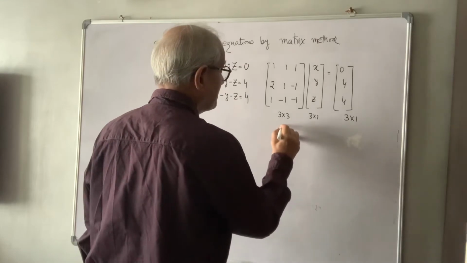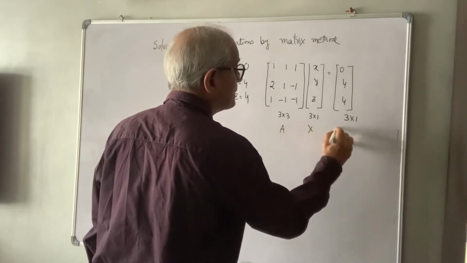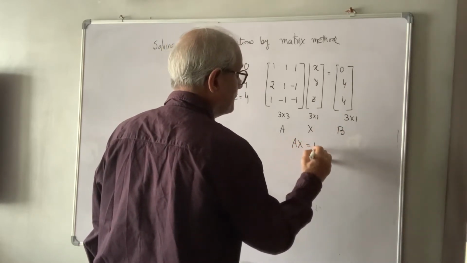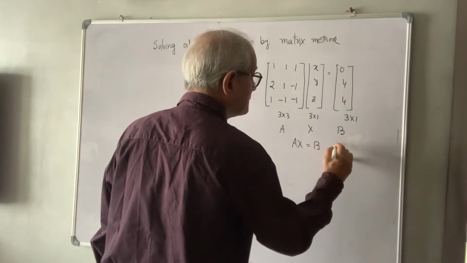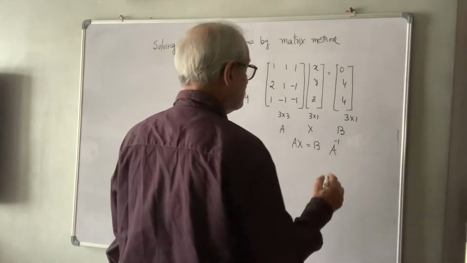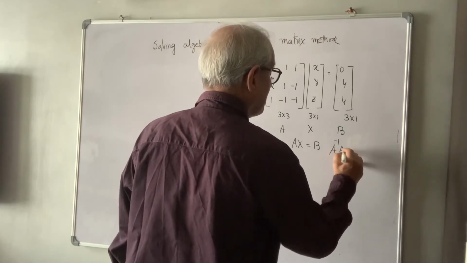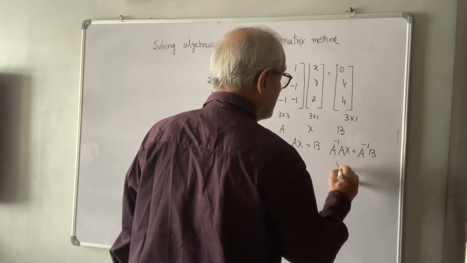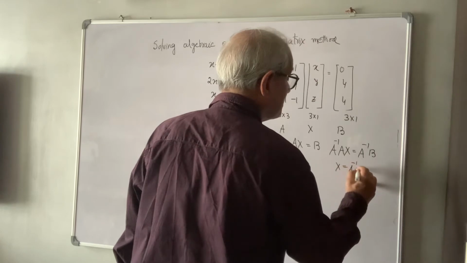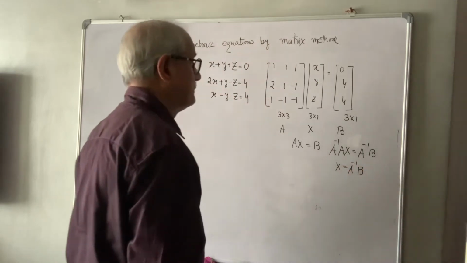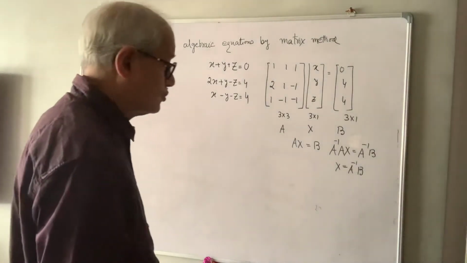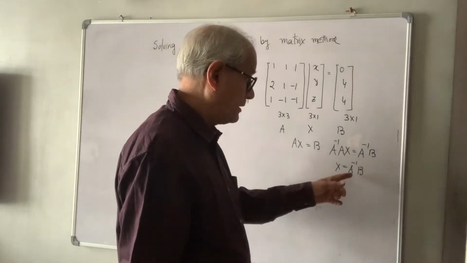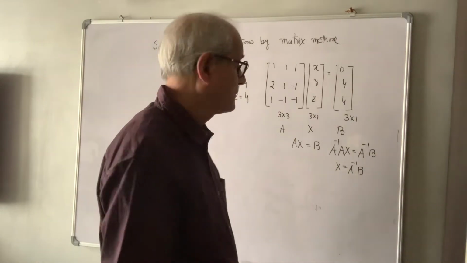We call this matrix as A. This is X and this is B. So A into X is equal to B, or A inverse A into X is equal to A inverse B, or X is equal to A inverse B. So to get the X, we have to find out A inverse. B is known.